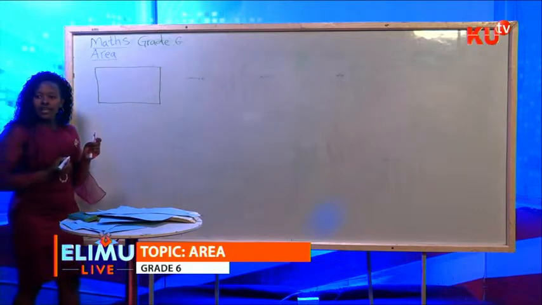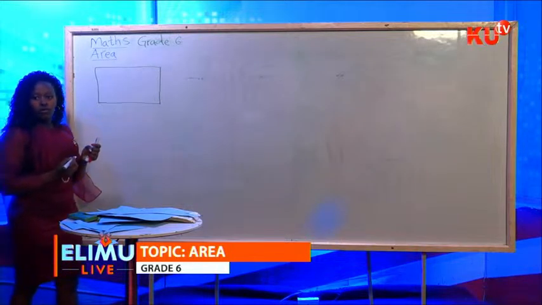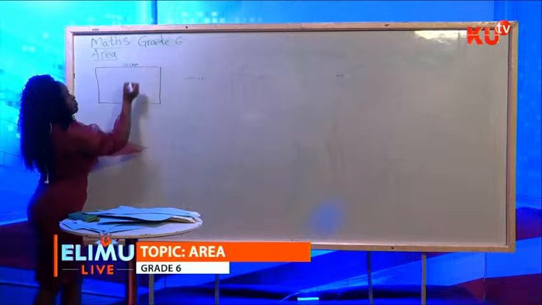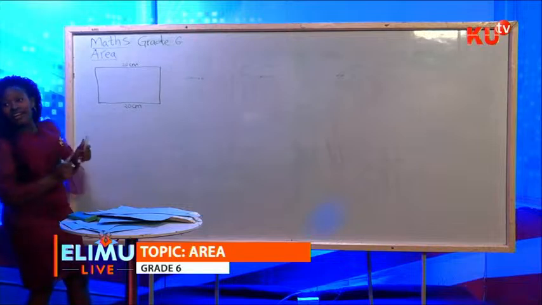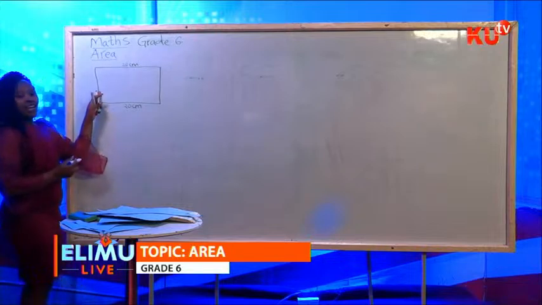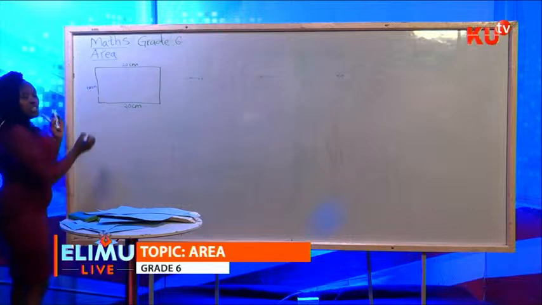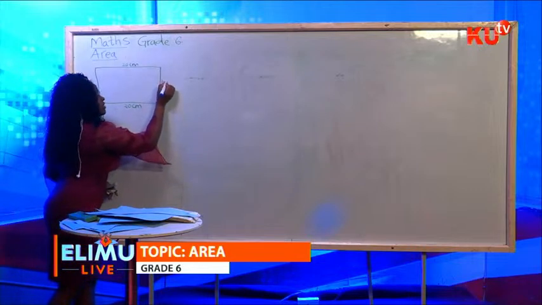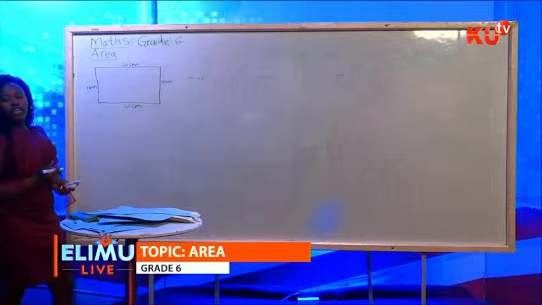And just as I have said, in a rectangle, the opposite sides are equal. What does it mean? I have said here it is 20 centimeter. You will also get here as 20 centimeter. Are we together, learners? The other side is the width. If here I have said it is 10 centimeter, it also indicates the other side of the width is also 10 centimeter.